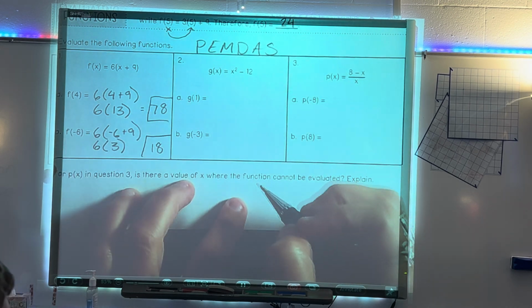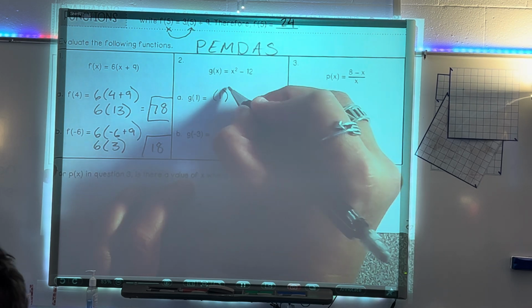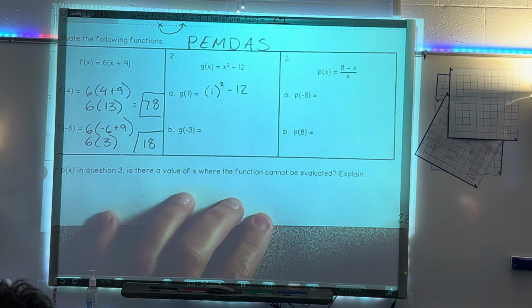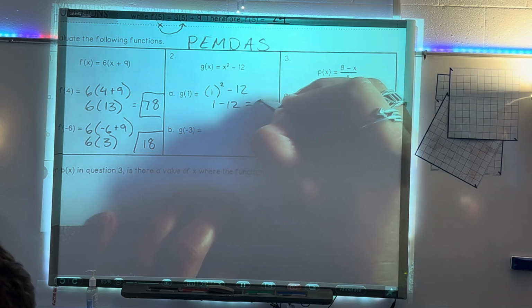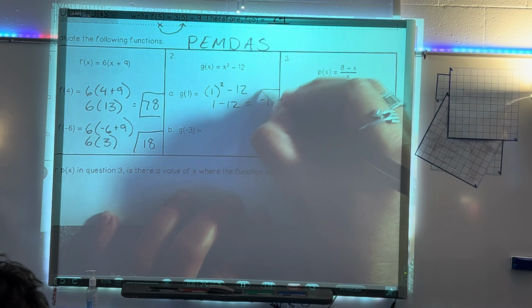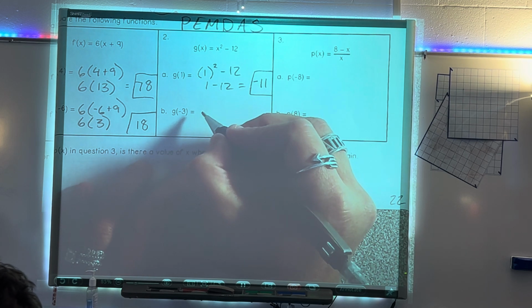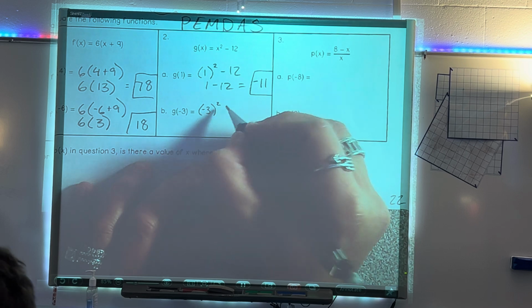So all we're doing here is just plugging it in. In place of x, I'm going to put 1, I'm going to square it, minus 12. 1 squared is 1, minus 12 is going to be negative 11. Okay, here I've got negative 3 squared minus 12.